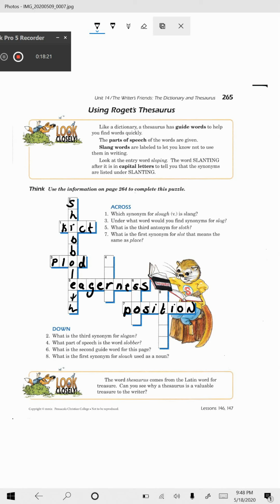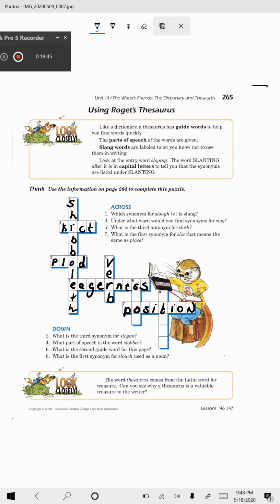What part of speech is the word slobber? 2 up from that last one, slobber, first column there. We have drived. Oh, we don't need the synonyms. We want to know the part of speech. I see a V there. And V stands for what? Verb.